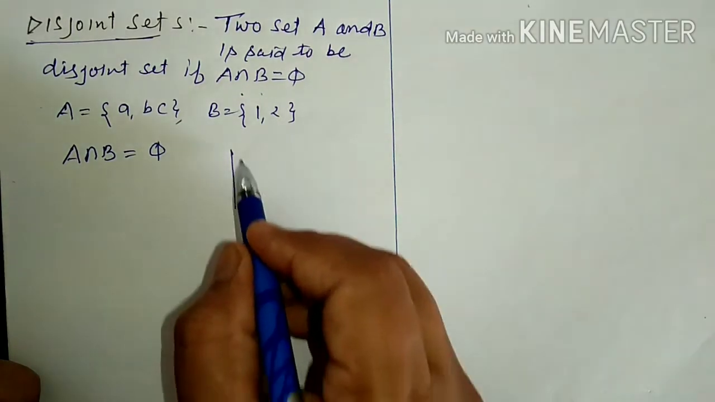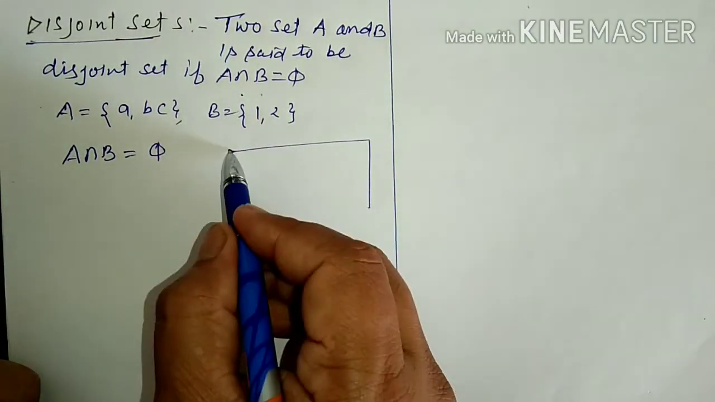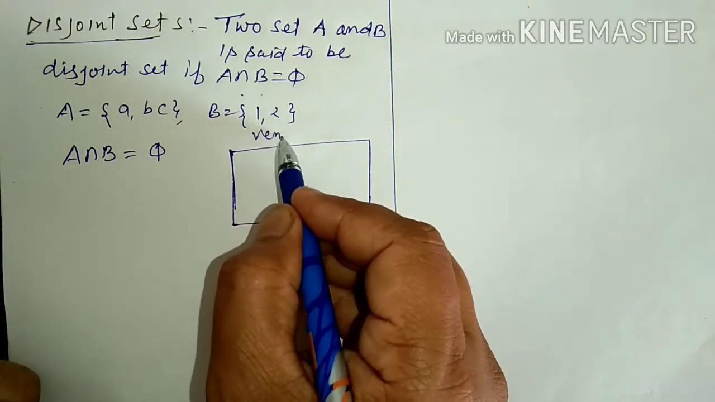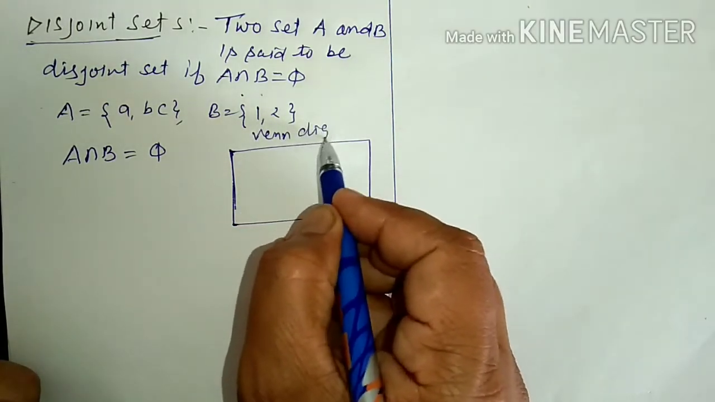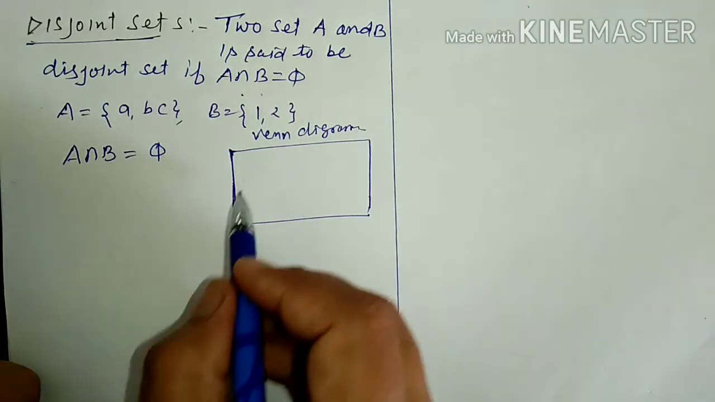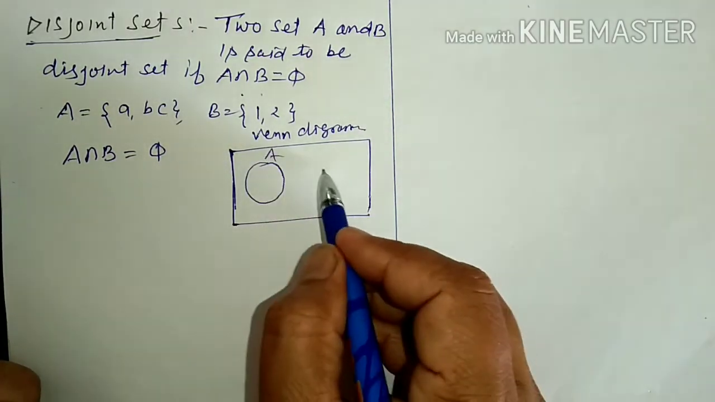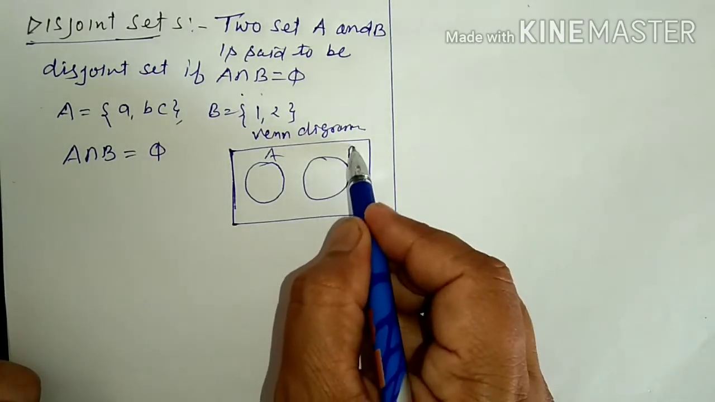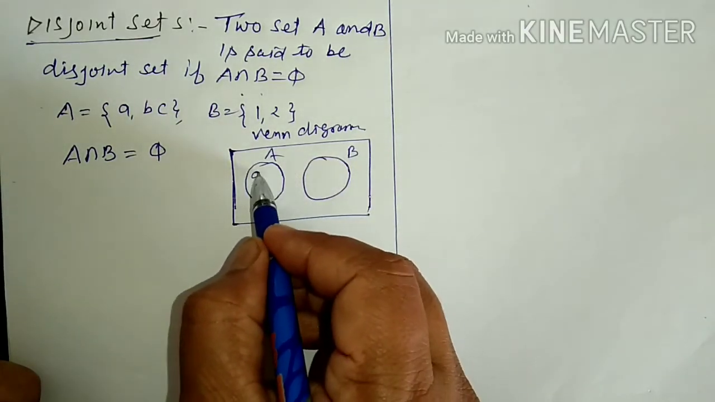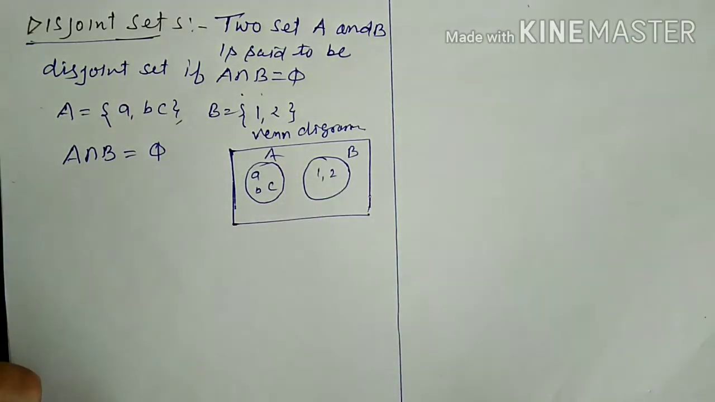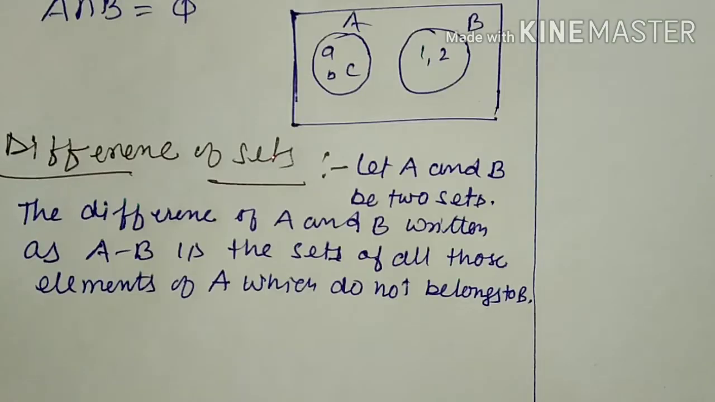So how do we denote this? By Venn diagram. So the Venn diagram of this set is, one set is this A and another set is this B. Set A containing a, b and c, and set B containing 1, 2. Clear?